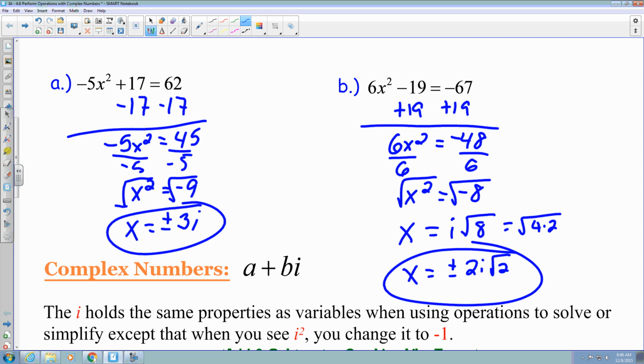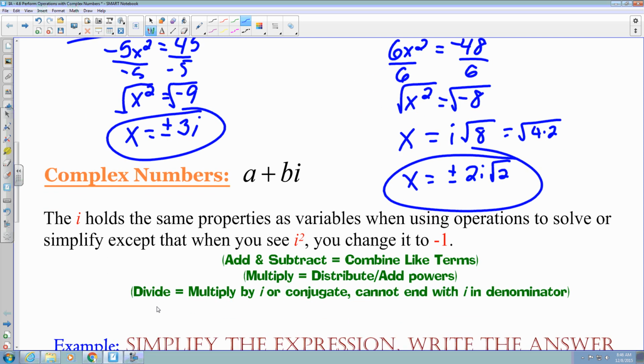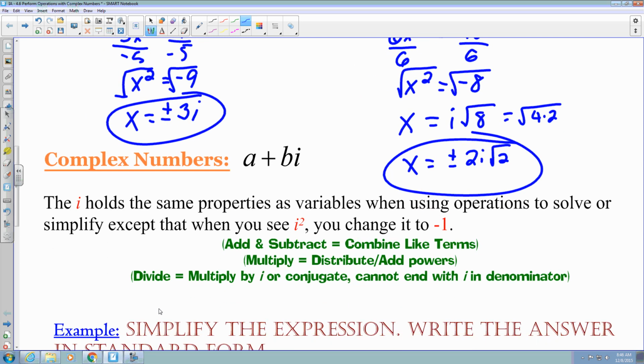Okay? Now, sometimes complex numbers can also have some real number values in them as well. So complex numbers can be written as a plus bi. This is considered standard form when you're dealing with values that have some complex numbers in them.